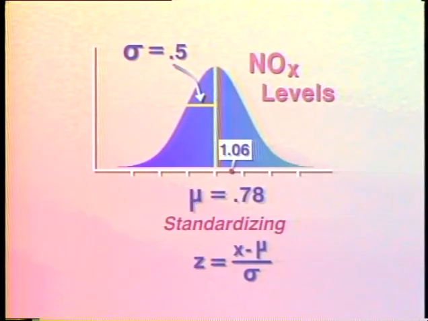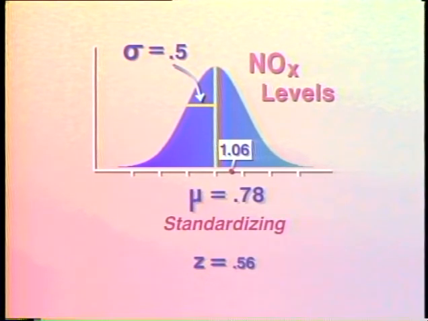Now let's use this recipe on our distribution of NOx levels. One particular engine emits 1.06 grams of NOx per mile. We can immediately see that this is higher than the mean. But how much higher? We can tell if we standardize the measurement. X is our measurement, so it's 1.06. Then we subtract the mean, 0.78, and divide by the standard deviation, 0.5. We get z equals 0.56. This is the standardized measurement of the emission test, and it means the measurement is 0.56 standard deviations above the mean.